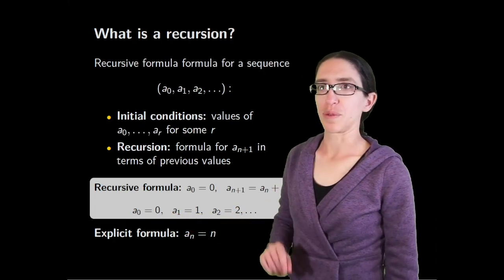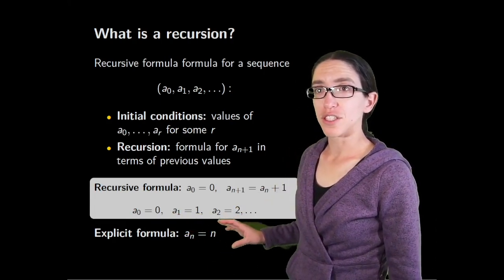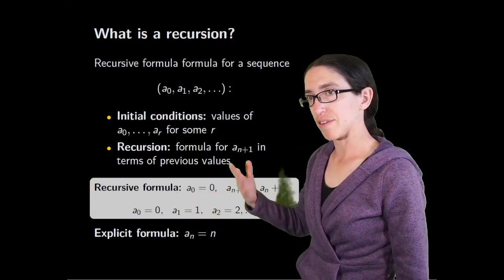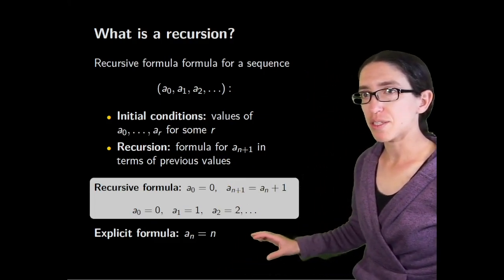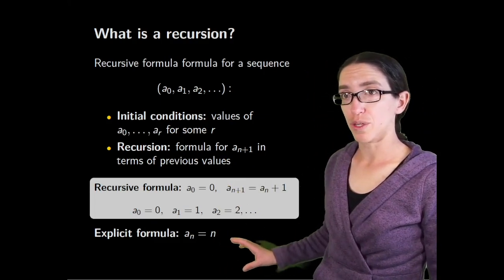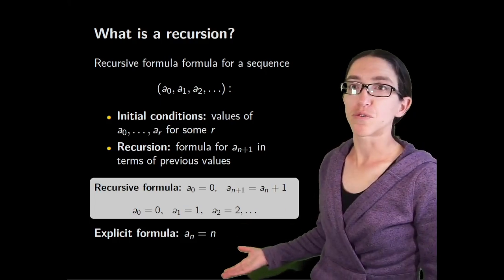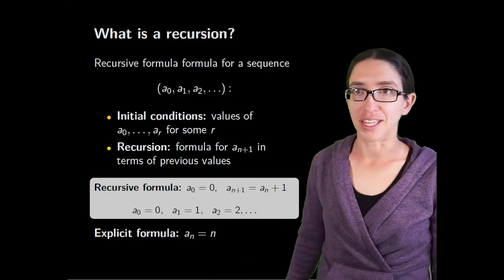The explicit formula for this sequence is not recursive. Recursive tells you how to get from previous values to the next values. Explicit means you plug in n into an actual formula and you get your nth value. The explicit formula in this case is, of course, a sub n equals n.